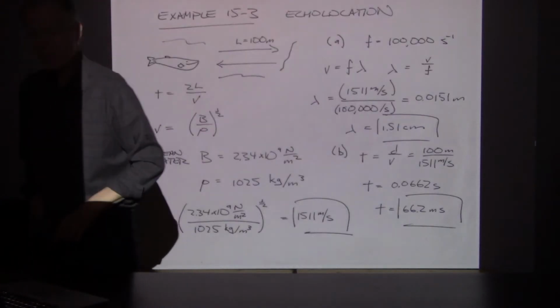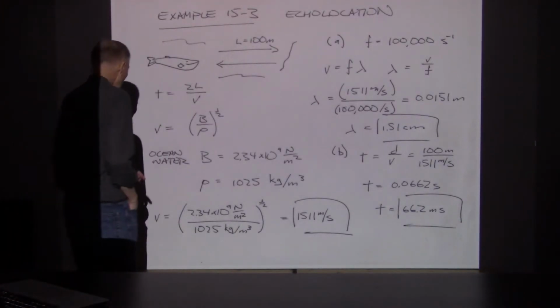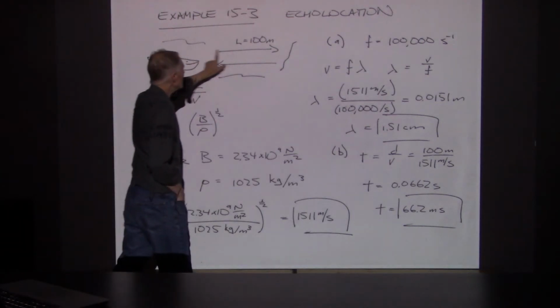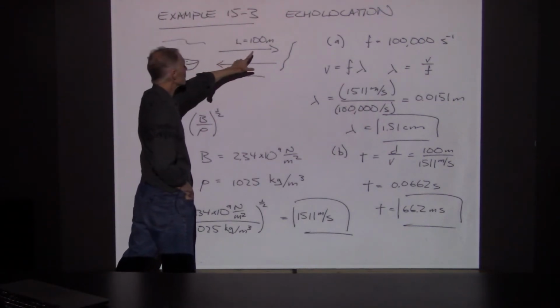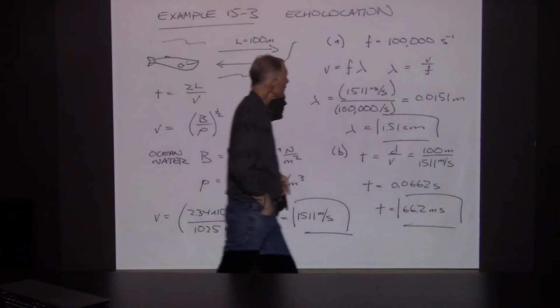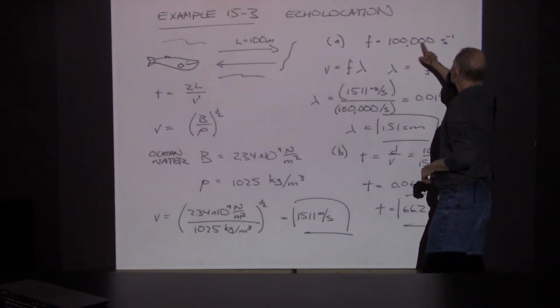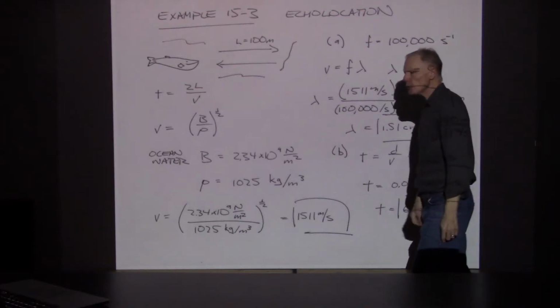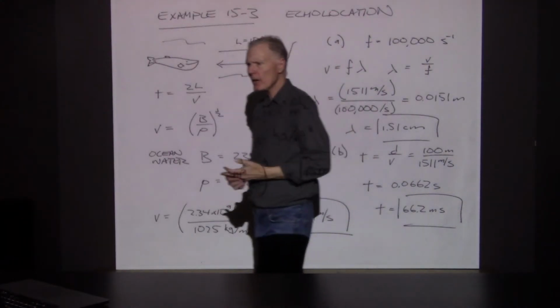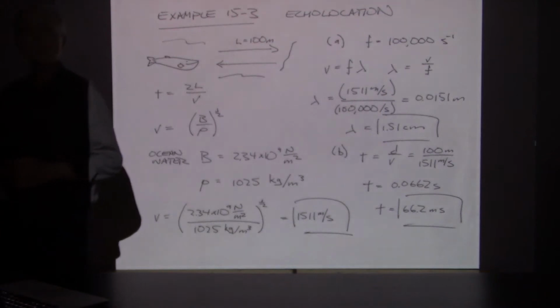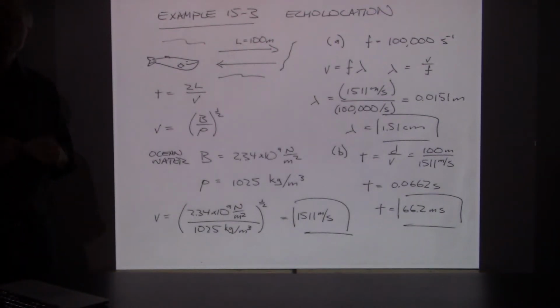Yeah, so this is an obstacle that the whale wants to avoid, so it sends out these high frequencies. Now, the frequencies we're looking at here are 100,000 hertz. Human hearing is sensitive to frequencies between 20 and 20,000 hertz, and we'll talk more about that in chapter 16.